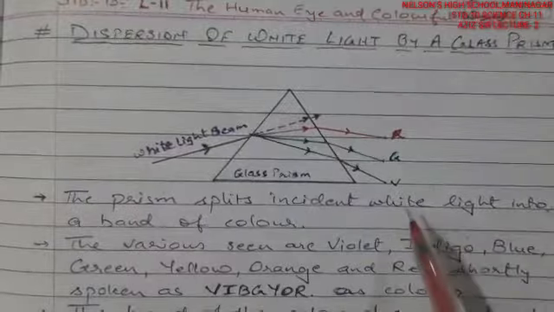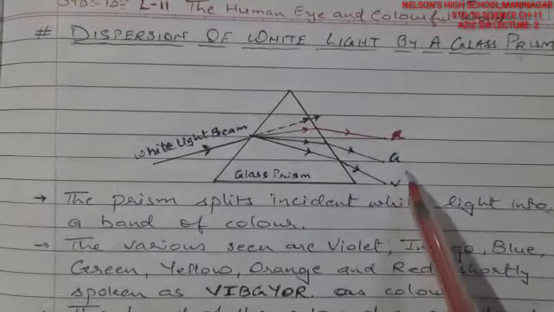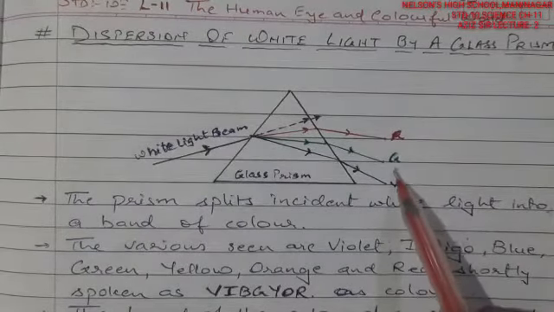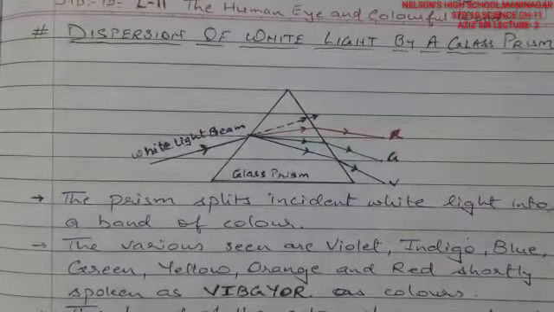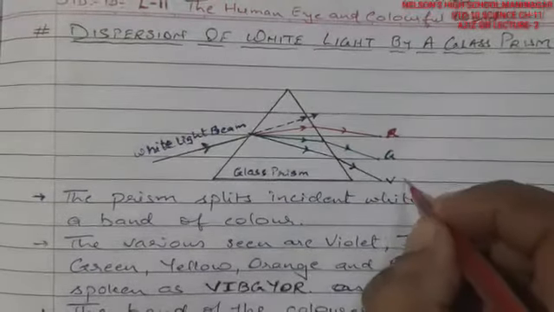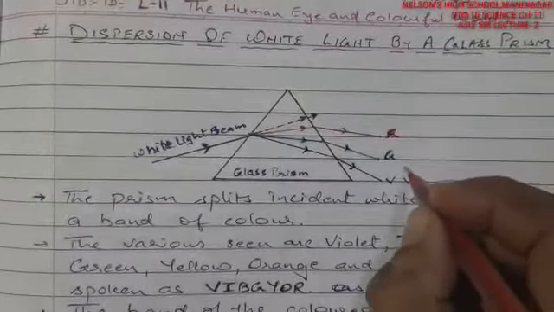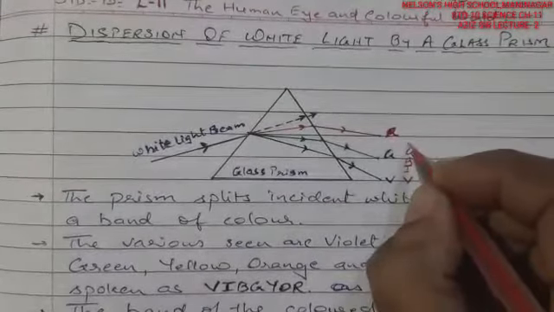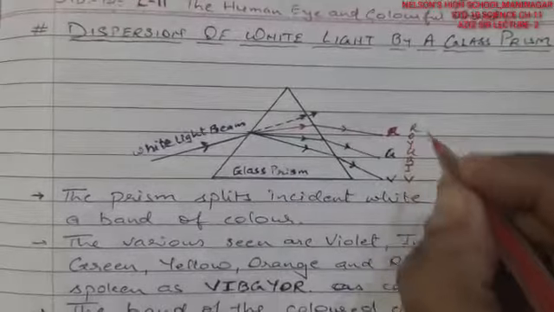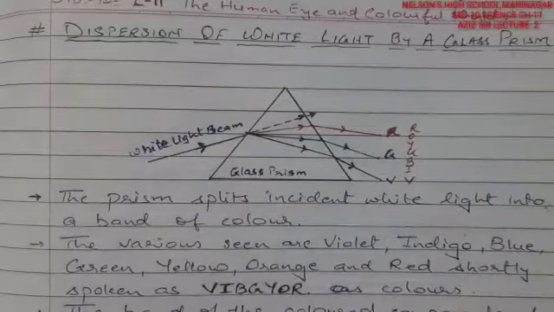The other colors between them are indigo, blue, green, yellow, orange and red. So this is how the prism is shown with Vibgyor. Right, so this is how the Vibgyor is formed.